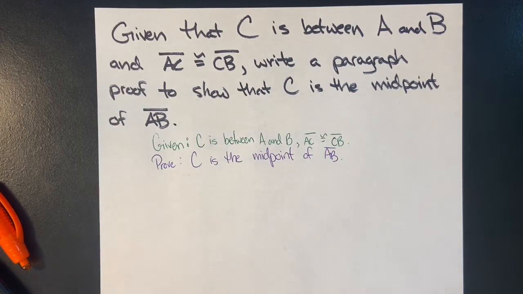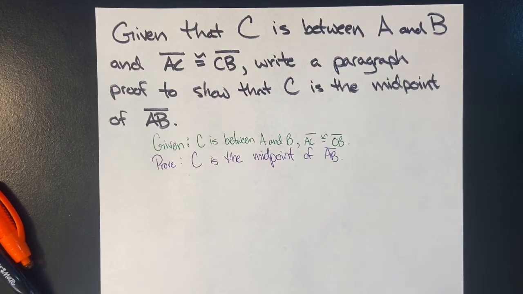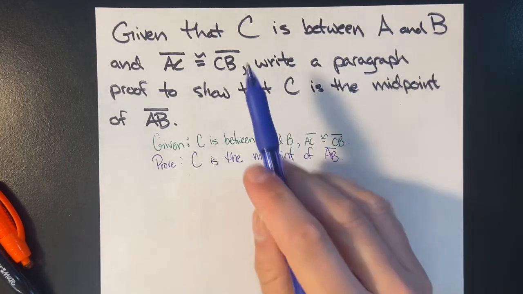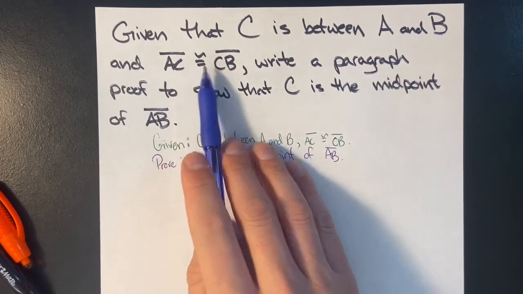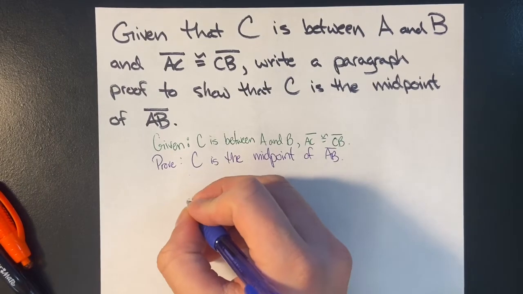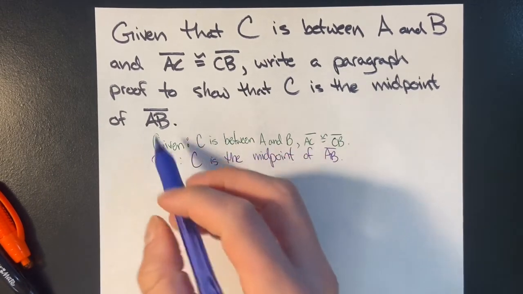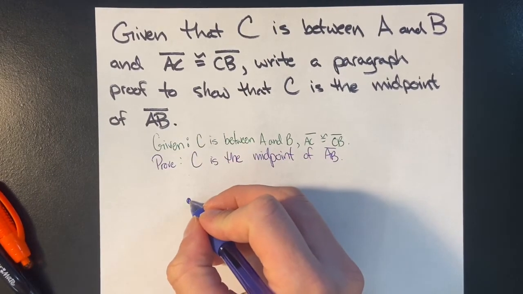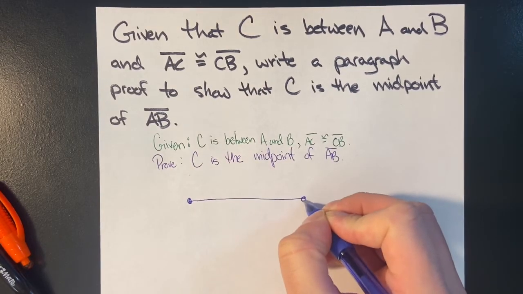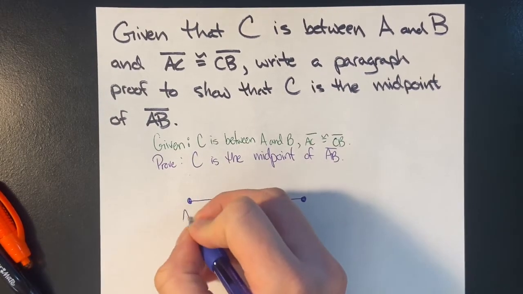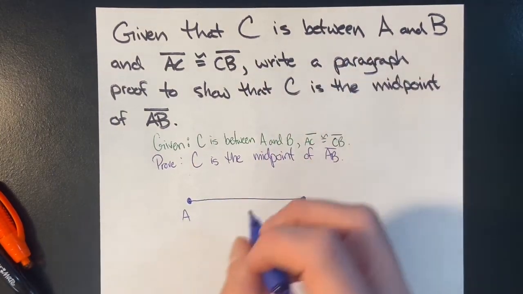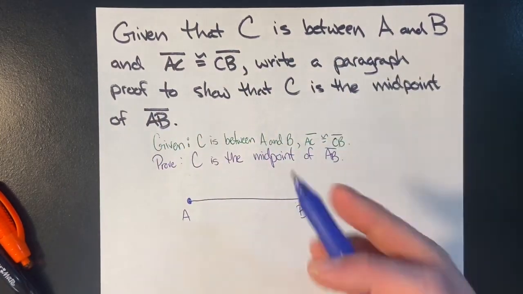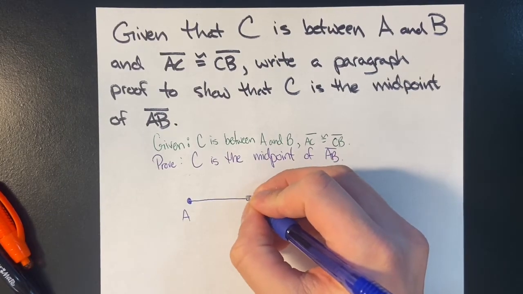The next thing that we're going to do is draw a picture for anything that we would need to. In this case, it tells us that C is in between A and B, and it tells us that AC is congruent to CB. So let's draw that picture. I have line segment AB, or at least I have 2 points A and B. I'm given that C is in between them, and also that AC is congruent to CB. So C is in between them.